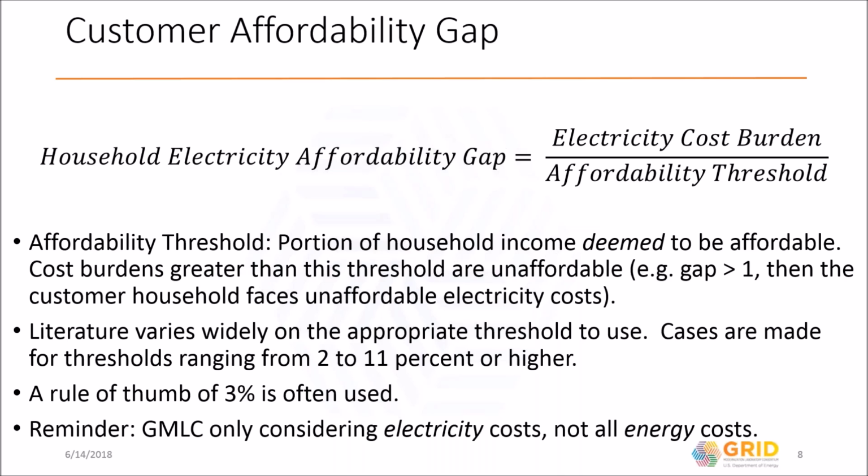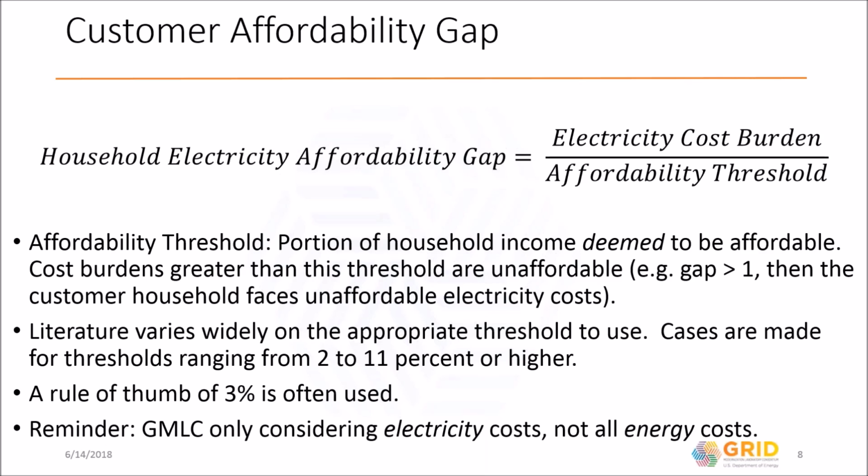The question of affordable versus unaffordable electricity service is determined by comparing the cost burden faced by a household to a threshold value to determine the gap between the two. The threshold value indicates the proportion of the household's income that should be allotted or budgeted for electricity service, as deemed by some authority, such as a PUC or as suggested by statistical evidence. This threshold value is not universal, and a range of values is possible, depending on jurisdictions, service areas, and definitions or calculation approaches. In this equation, if the gap is greater than 1, electricity is unaffordable.